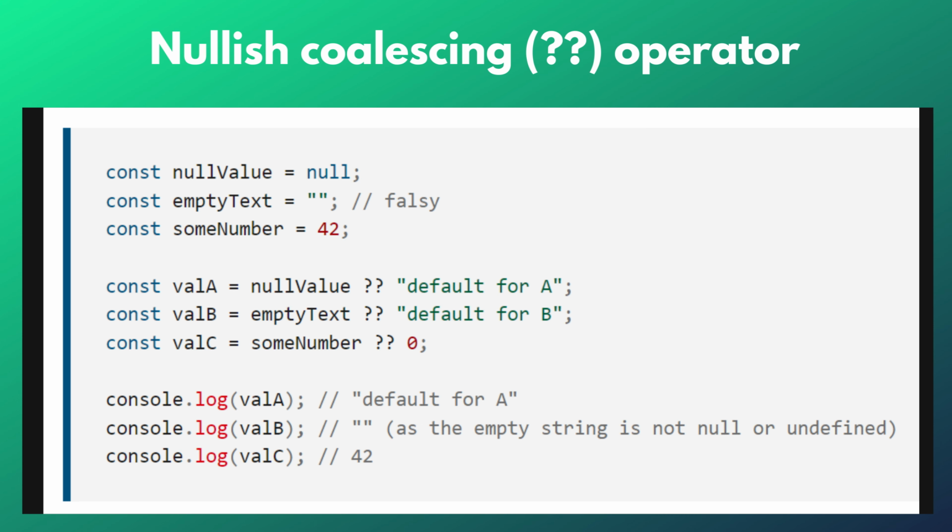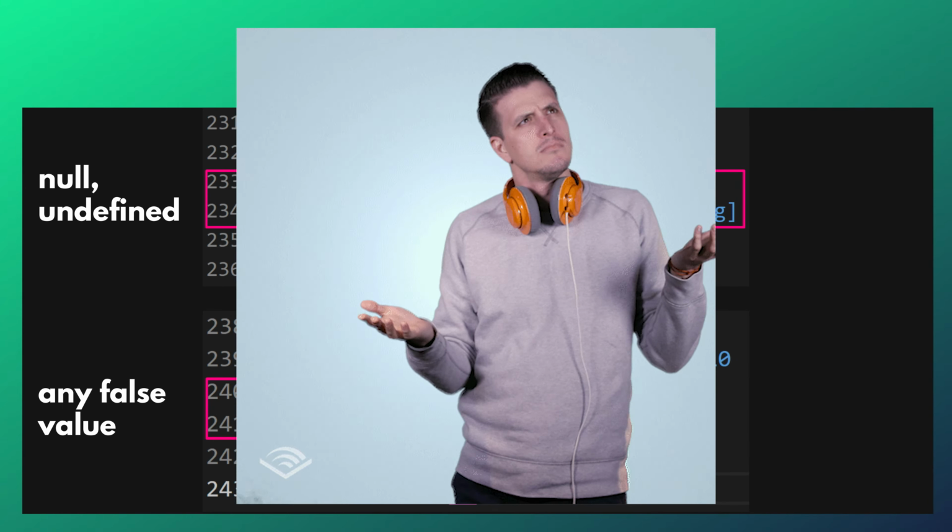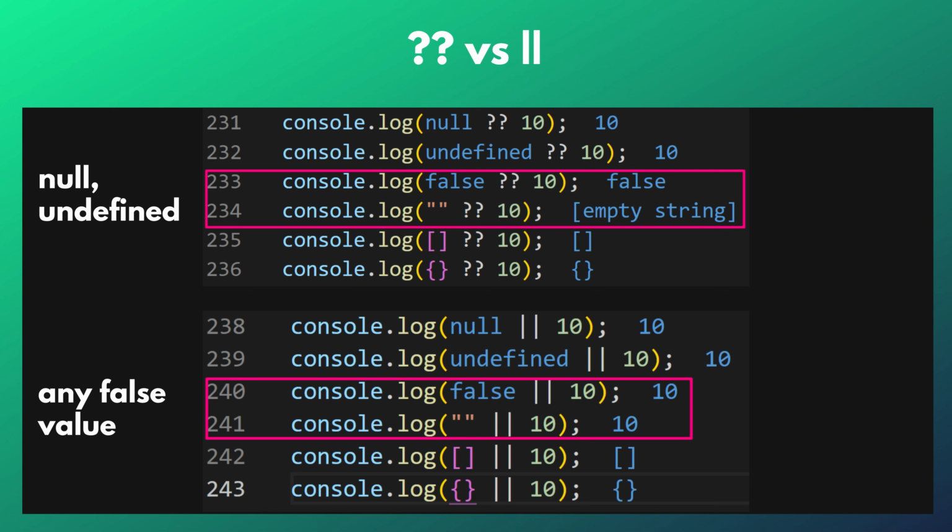Nullish coalescing. The nullish coalescing operator is a logical operator that returns its right-hand side operand when its left-hand side operand is null or undefined, and otherwise returns its left-hand side operand. Learn very well the difference between the nullish operator and logical OR. The nullish operator returns the operand on the right side of the expression only when the value on the left is null or undefined, and logical OR when on the left is any falsy value.